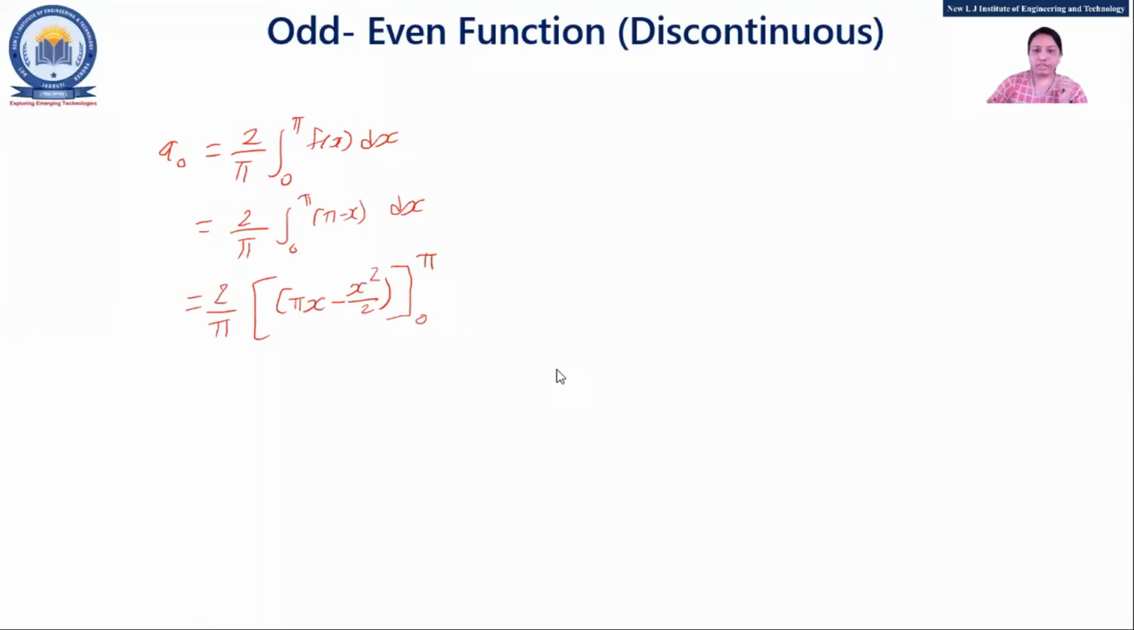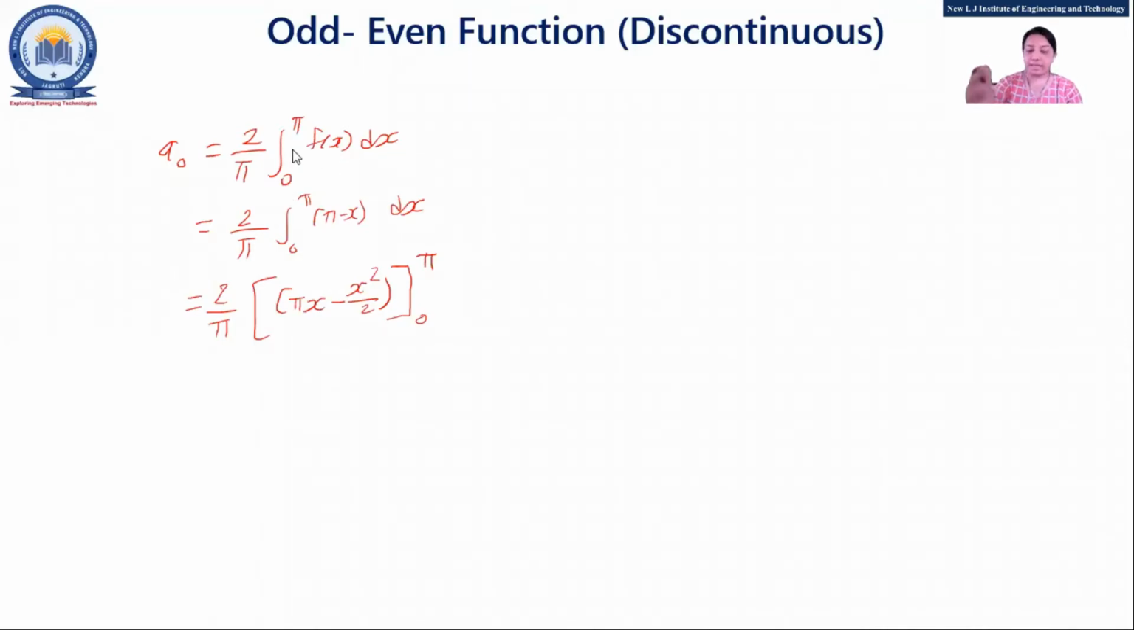Okay, one student has asked why only pi minus x. So what is the equation for a0? For a0, in the odd-even case, the equation will be 2 upon pi, integration 0 to pi, f(x) dx.